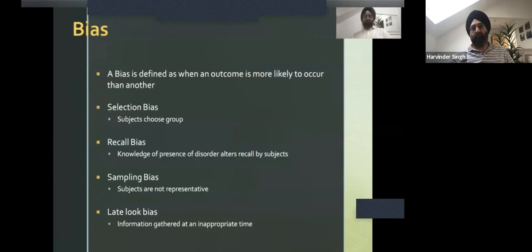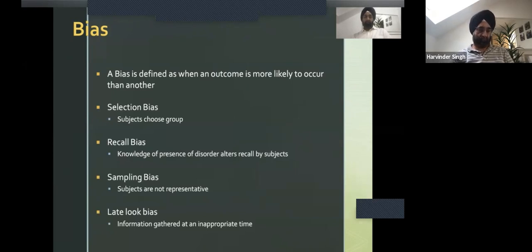All these studies have a number of biases which we have to look at before we start the study. Have we got any selection bias? How are we choosing these subjects? There's likely to be a recall bias, whether the presence of this disorder can be recalled by the subject or not.